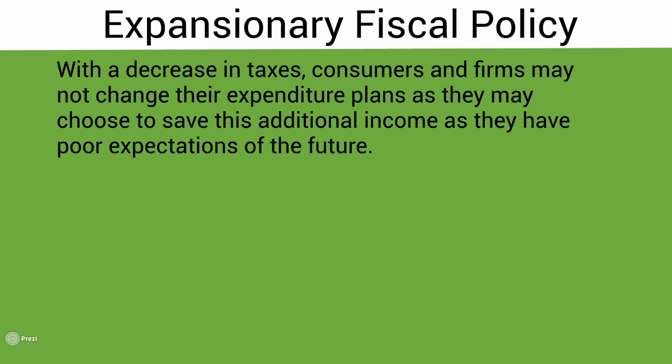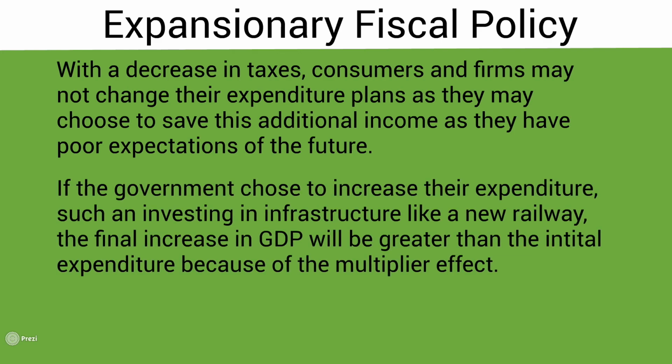Consumer and firms' behaviour should be something that the government should consider when they are thinking about using expansionary fiscal policy through a reduction in taxes. If the government decided to use expansionary fiscal policy through an increase in government expenditure, such as investing in infrastructure like a new railway project, then the increase in government expenditure will have a multiplier effect.